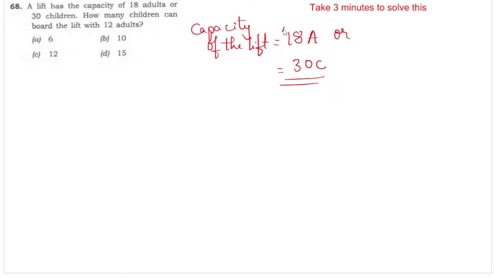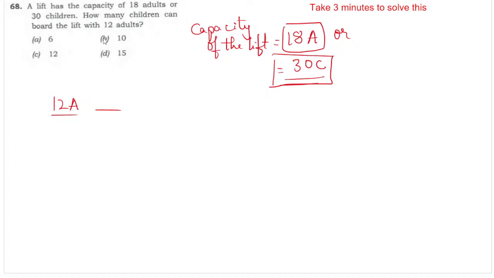So what they're saying is the capacity of the lift is equal to 18 adults, or is also equal to 30 children. So either 18 adults can occupy the lift, or 30 children can occupy the lift. And they're asking, if there are 12 adults, then how many children can be accommodated in the lift? So for that, we have to calculate the equivalent of one adult.